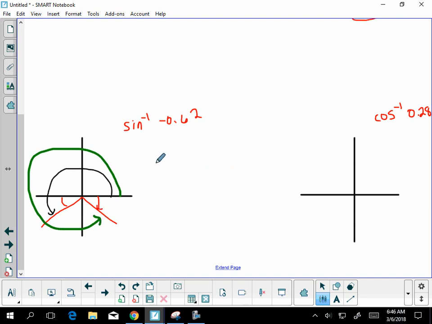So the first one is just going to really be, I'll leave that in green. It's almost one whole rotation, so it'd be 2 pi, 6.28 minus 0.62. And we get 5.61.